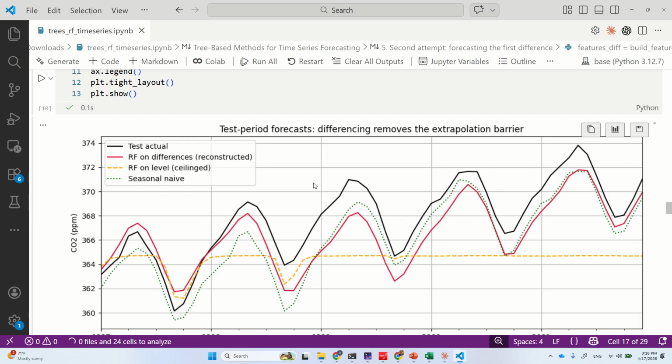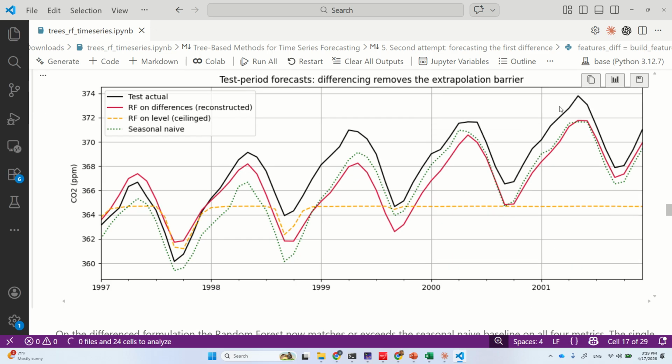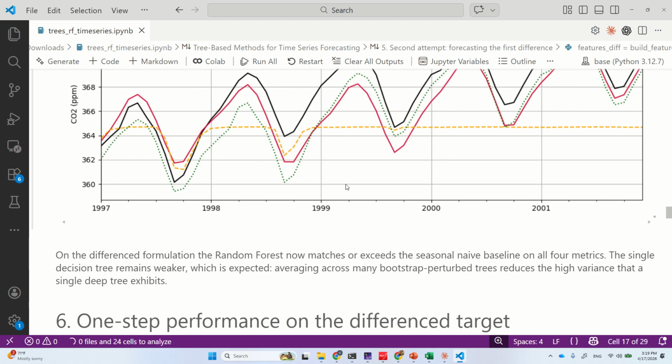Okay, so now we can make our predictions, and it does a better job at the predictions instead of using the original model, which was not a good model.